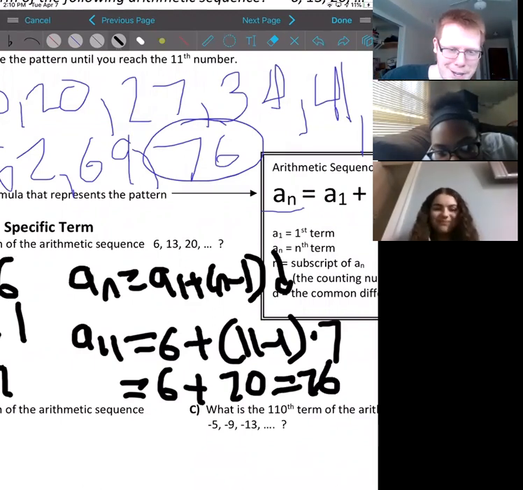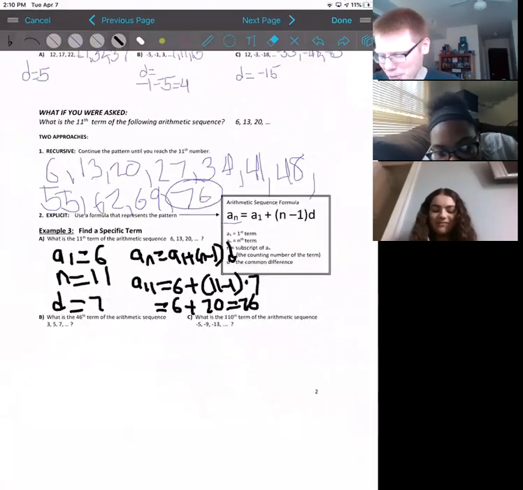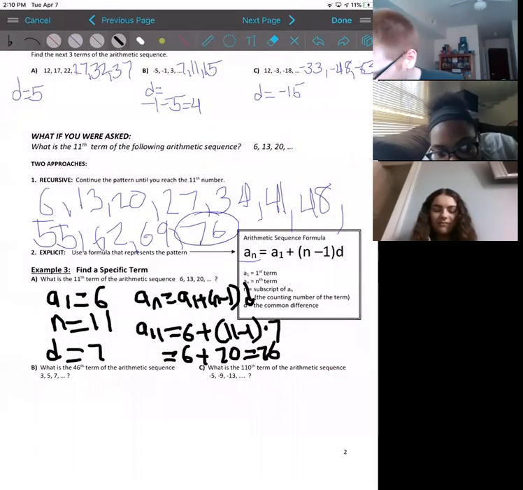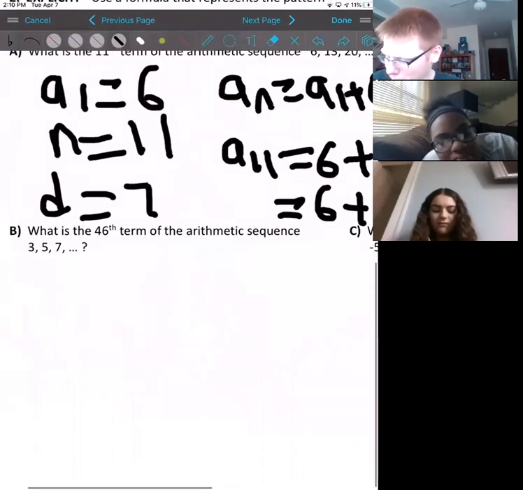Oh, that's kind of sloppy, but just using that formula. You want to try it on your own. You will be on your Delta Math. So let's look at another example.